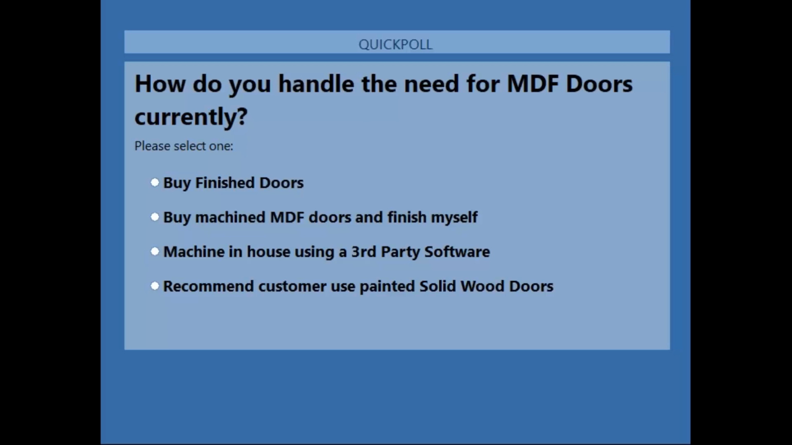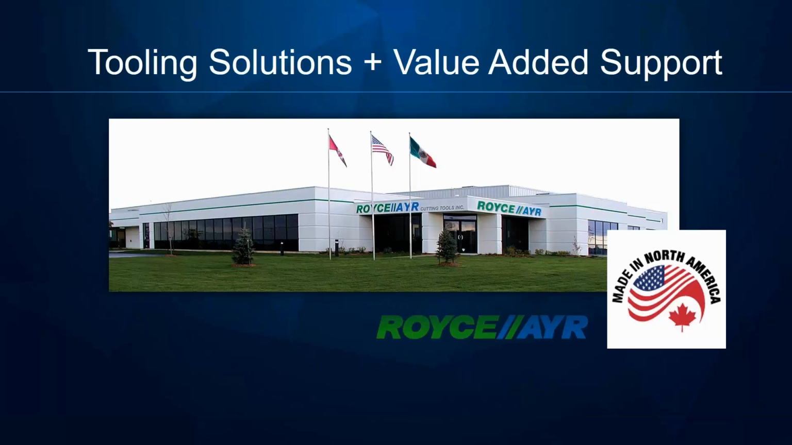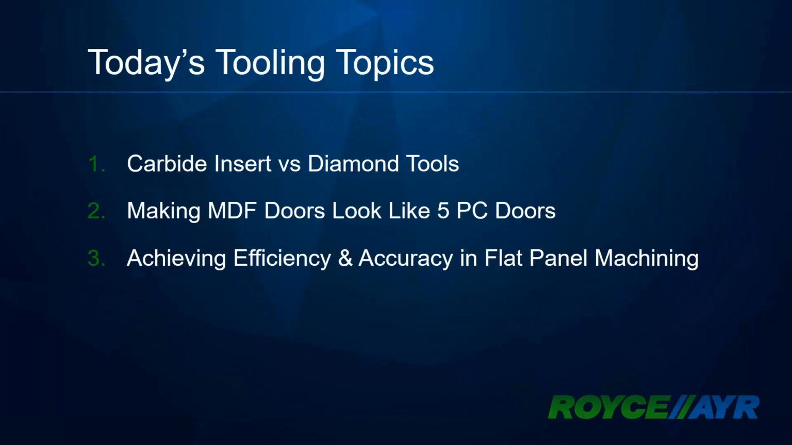Thank you very much, Tim. I appreciate the opportunity to work with Microvellum to provide this service. So today's topics, three things: getting ready for the software component. Obviously, we need to assess types of tools. Two options we have are carbide insert or diamond. The second thing we're going to touch on is trying to make MDF doors look exactly like a five-piece door.